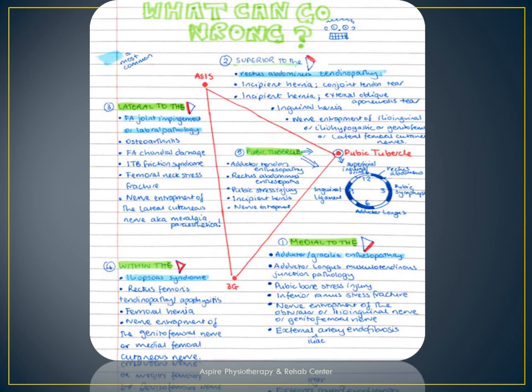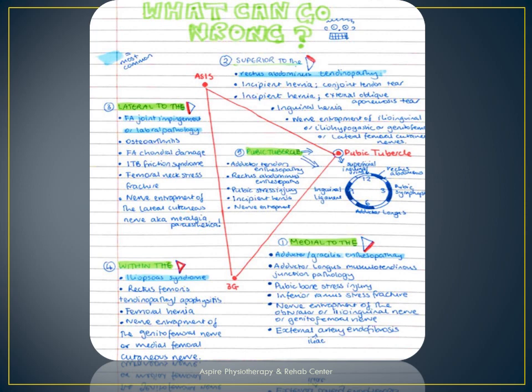Then there could be osteoarthritis of the hip. Then you have chondral damage in young patients. IT band friction syndrome is very common in runners. Femoral neck stress fracture, you should rule out this as well. Nerve entrapment of the lateral femoral cutaneous nerve occurs, meralgia paresthetica. You must have heard this from your professors. So this was all about the lateral side.